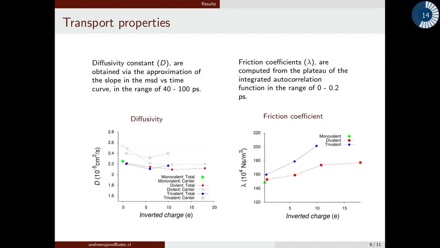On the other hand, from the results of both diffusivity and the friction coefficient, we can appreciate that there is a decay in the free movement of water molecules, specifically at the interface.